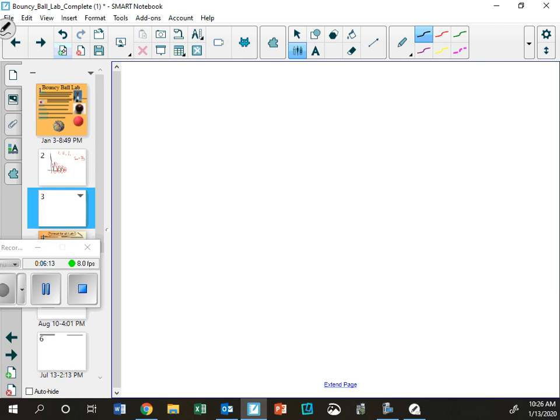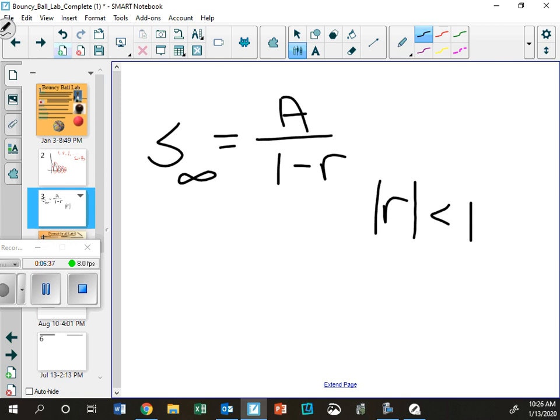But when are you allowed to use this formula anyway? This is A over 1 minus R. When is it legal? And don't say R is less than 1 because that's technically wrong. You're closer, but still wrong. Yes? That would be true. What's another way to say what he just said legally?